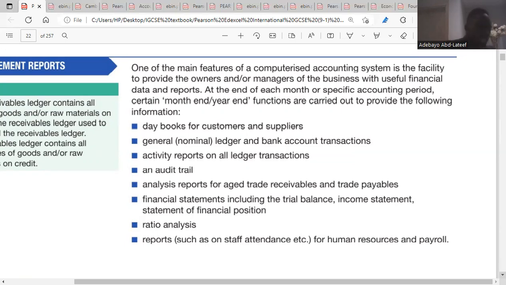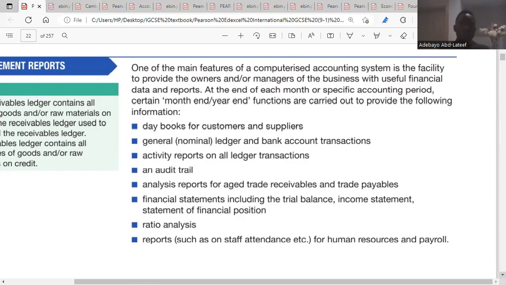Analysis report for aged trade receivables and trade payables. When you talk about aged trade receivables and aged trade payables, we are talking about customers' records that are due to be paid, suppliers' records that are due for payments. You bought from your suppliers on credit. You would have told them, I will be paying in the next 10 days. So if 10 days has come, then it becomes aged trade payables.